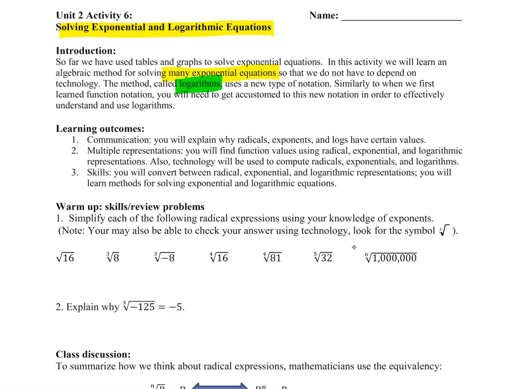Similarly to when we first learned function notation, you will need to become accustomed to this new notation in order to effectively understand and use logarithms.